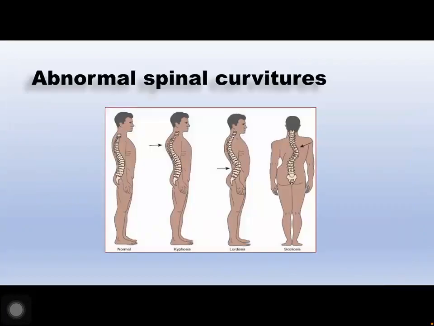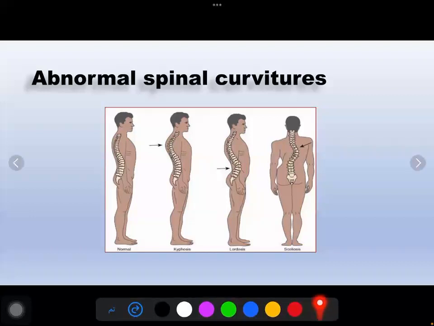We have to talk about abnormal spinal curvature. This is the first picture, involving the normal curvature of the vertebral column. The second picture involves kyphosis, which means a backward curve of the vertebral column. Third picture, lordosis, which means a forward curve of the vertebral column. And the fourth picture, scoliosis, which means a sideways curve of the vertebral column.